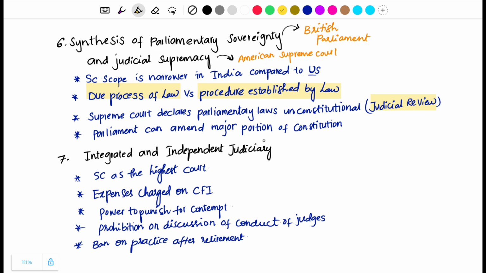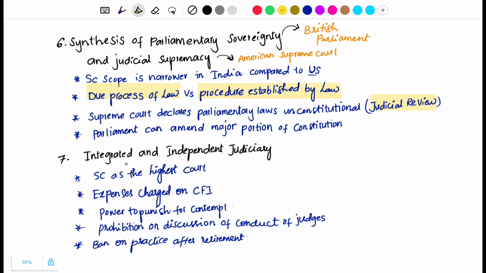Article 368 provides, as we have already discussed, to amend the major portion of the Constitution. So, from both the provisions of judicial review and also the amendment procedure mentioned in Article 368, we can say there is a synthesis of parliamentary sovereignty and judicial supremacy in the Indian Constitution.